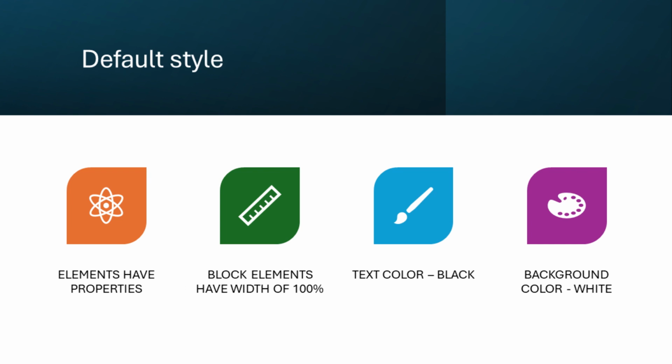HTML elements have default style. They have properties and those properties have default values. For example, block elements have a width of 100% and most elements have black text color and white background color. So with CSS you are not adding style, you are just changing the default style.